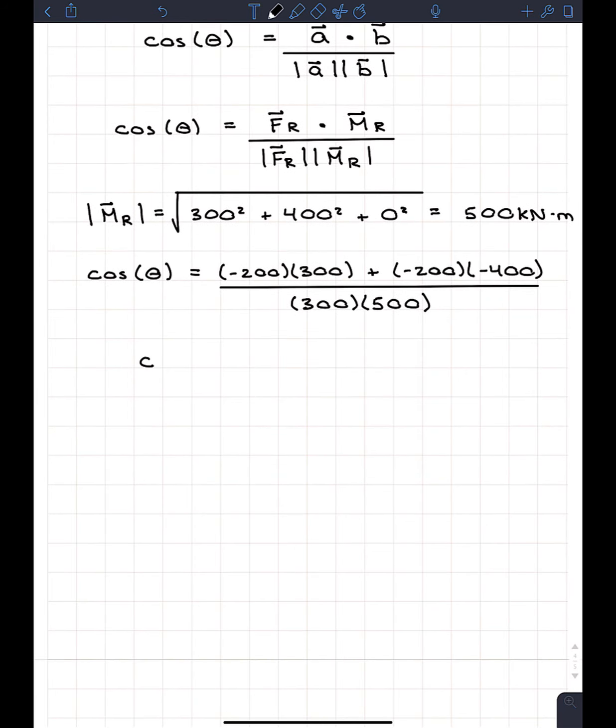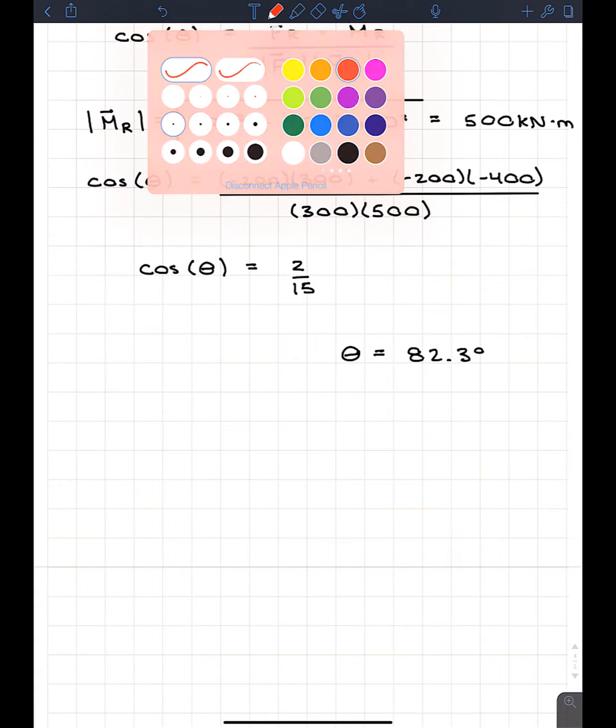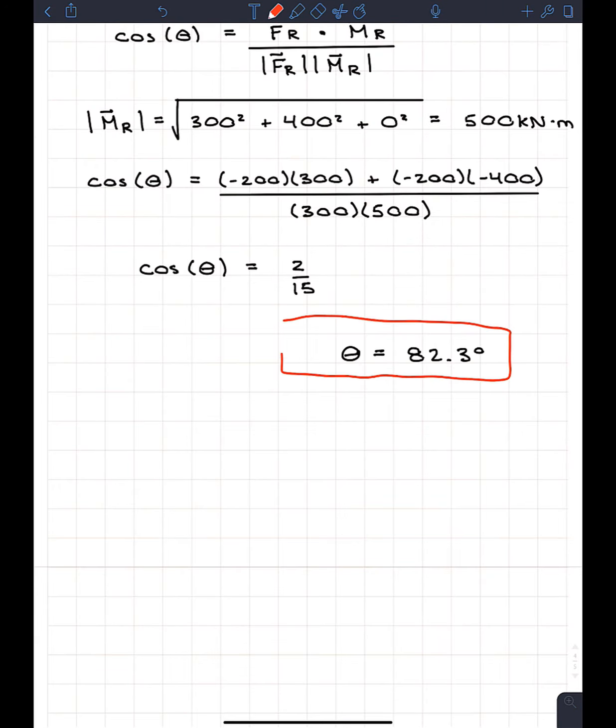So what we're going to have is cosine of theta, and after you throw everything in, it's going to be equal to 2/15. And then what we can do is just inverse cosine it, and what we're going to get is theta is equal to 82.3 degrees. That right there is the final answer because that's the angle between the vectors. So we're going to put a nice box around it to let everybody know this is the final answer. We are good to go.